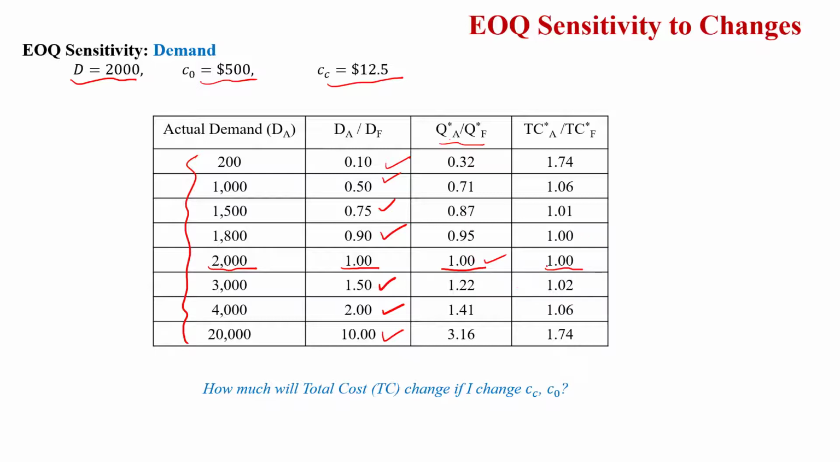But if we see the impact on the total cost, you can see that even if we under forecast by 50% or over forecast by up to 50%, there is no change in the total cost, or a very small change, approximately 6% more compared to the optimum cost. That is the total cost.